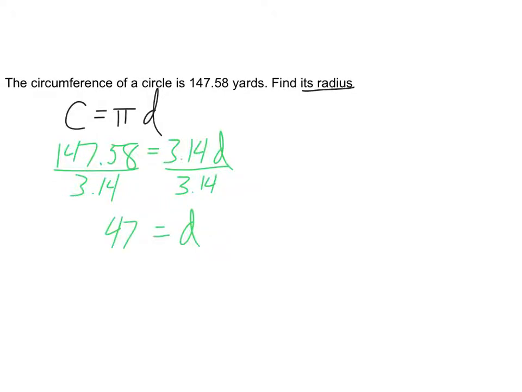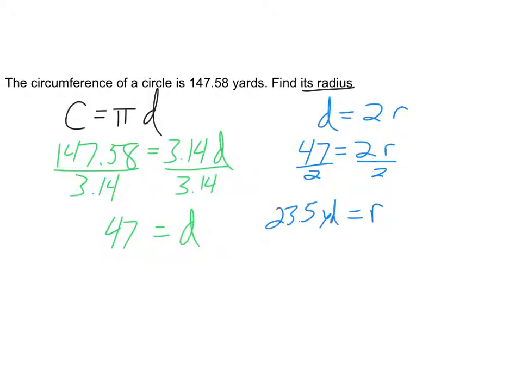Now we know what the diameter is, but remember, diameter is twice the radius. So if I plug 47 in for my diameter, I can solve for my radius by dividing both sides by 2, which would give me a radius of 23.5 yards. So 23.5 yards is our radius.